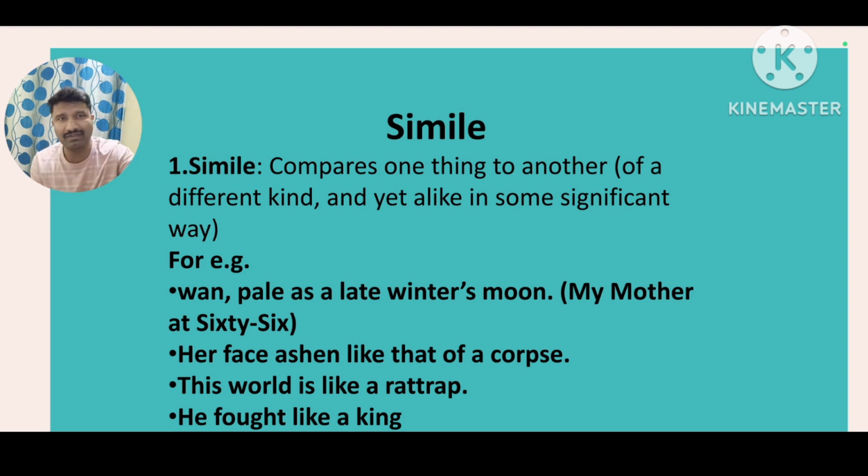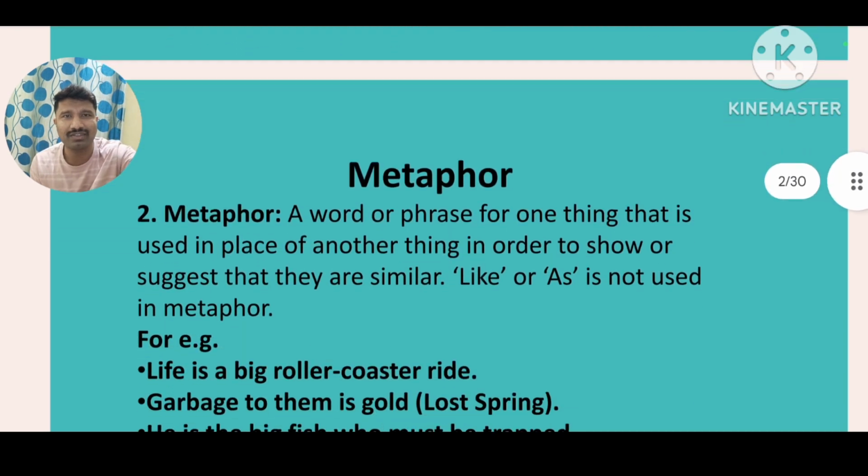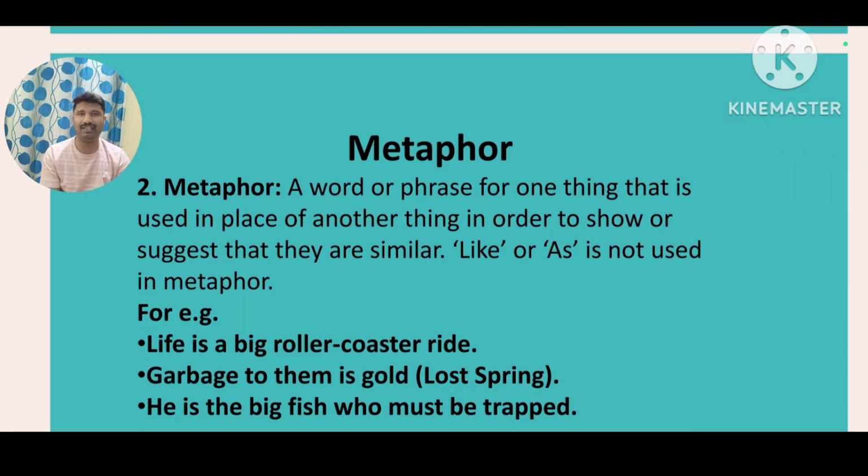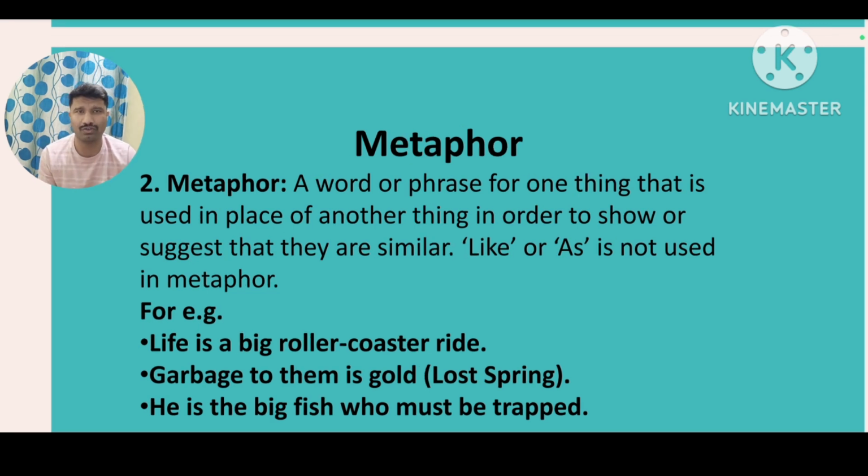So the second one, let's see. The second one is the metaphor, a very important poetic device. A word or phrase for one thing that is used in place of another thing in order to show or suggest that they are similar. Like or as is not used in a metaphor. So for example, life is a big roller coaster ride. See how beautiful. This we call a metaphor.